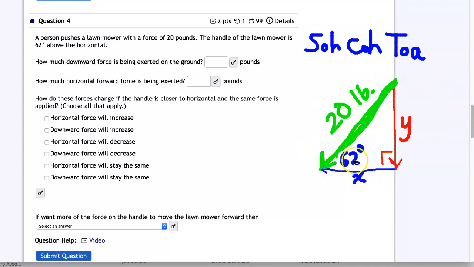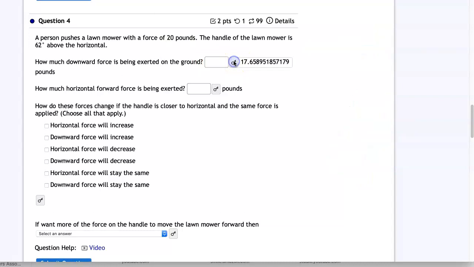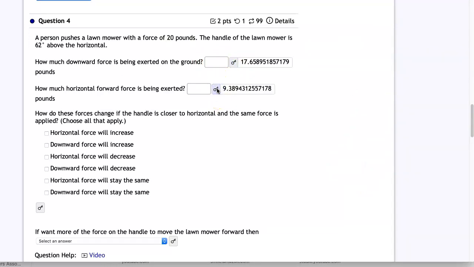So horizontal, you use cosine; vertical, you use sine. You can go ahead and try those and then see if you get the following answers. You should get this for the horizontal and this for the vertical, the downward force and the horizontal force, if you use sine and cosine equations correctly. So how do these forces change? I'll let you think about this based off the discussion we already had. And of course, you can find out the correct answer if you get it wrong by repeating the homework or finding out the answer after you submit it.